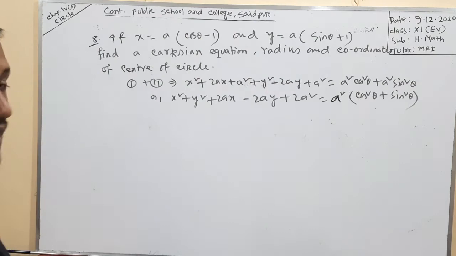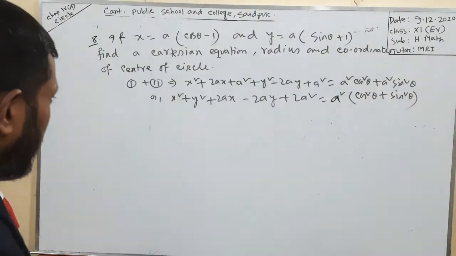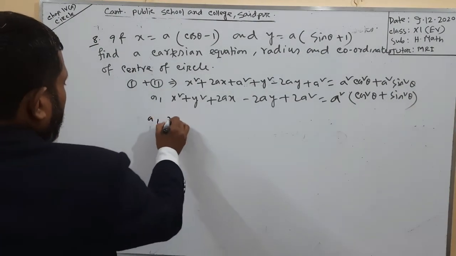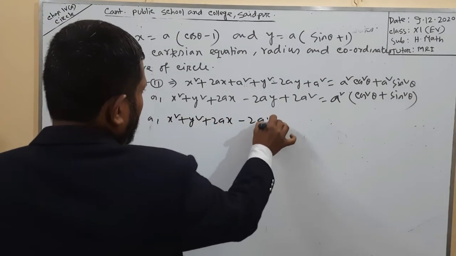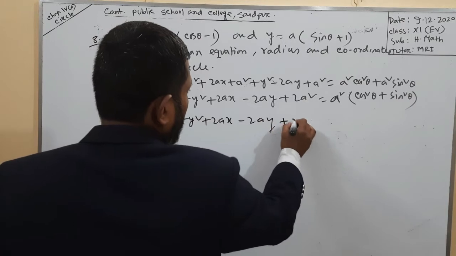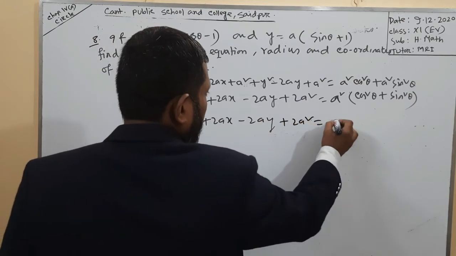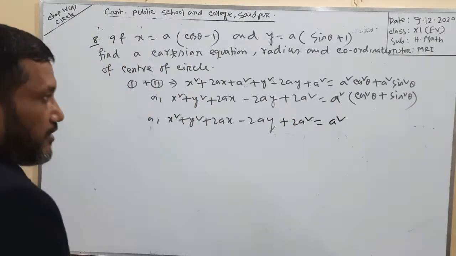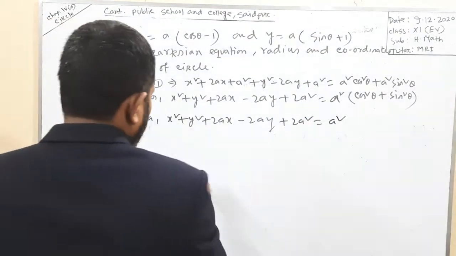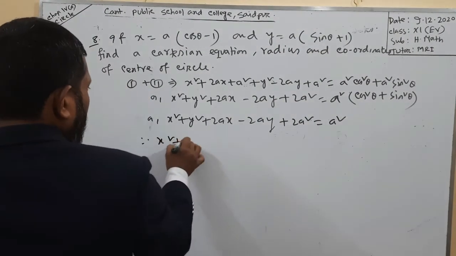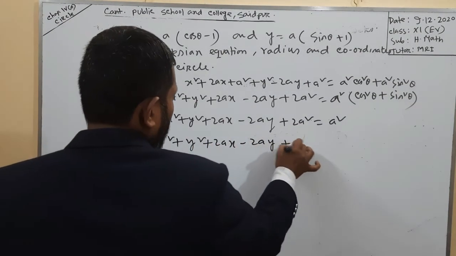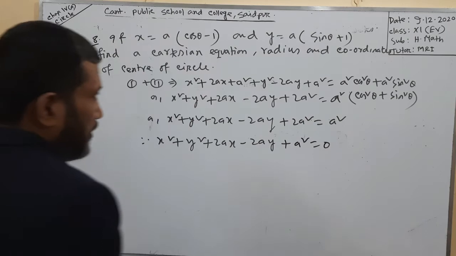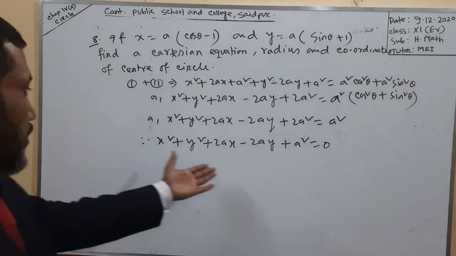We know cos square theta plus sin square theta is equal to 1. That is, we get here x square plus y square plus twice ax minus 2ay plus a square. Since cos square theta plus sin square theta is equal to 1, therefore x square plus y square plus twice ax minus 2ay plus a square is equal to 0. This is the required equation of a circle.